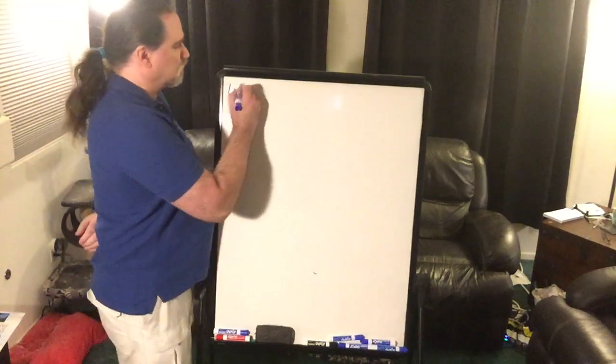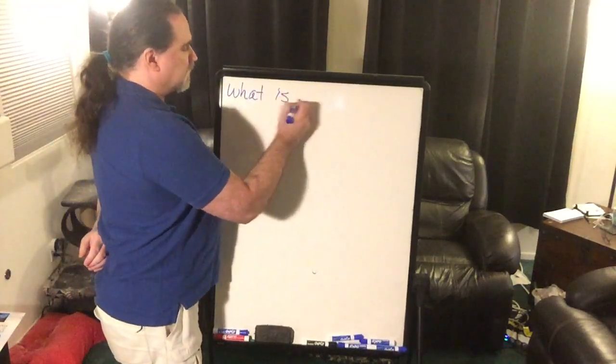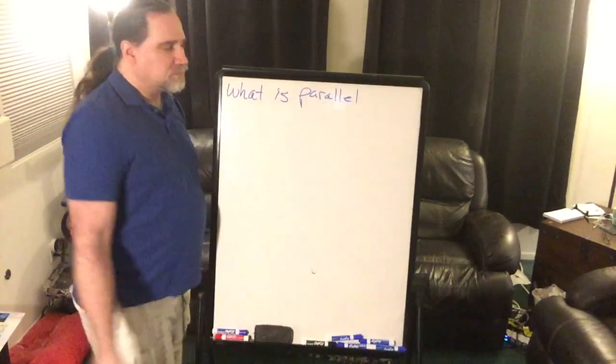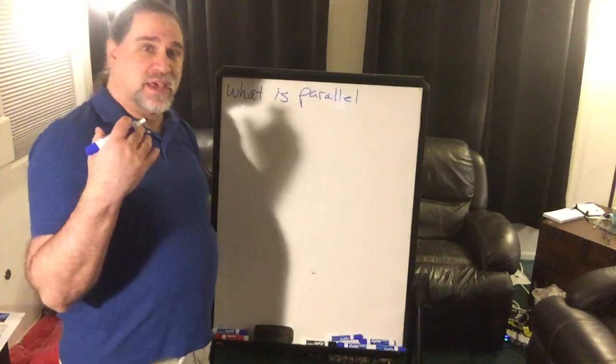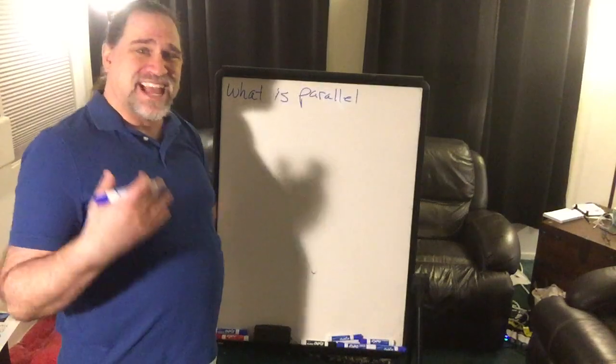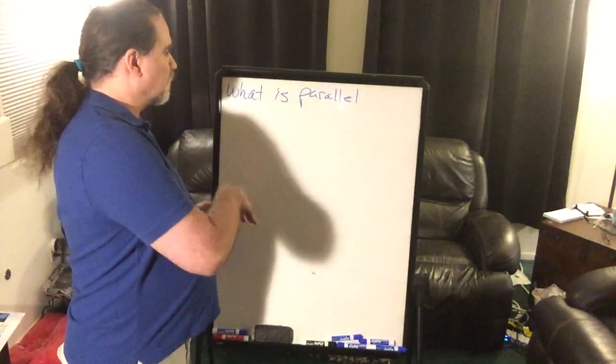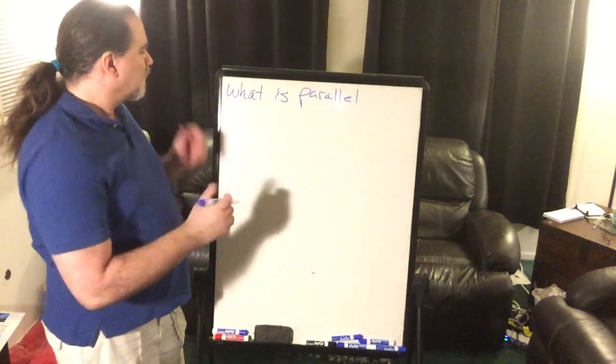So let's start out with what do those mean? What is parallel? Parallel has a visual meaning and it has a mathematical meaning. We use both of those. So let's talk about it.